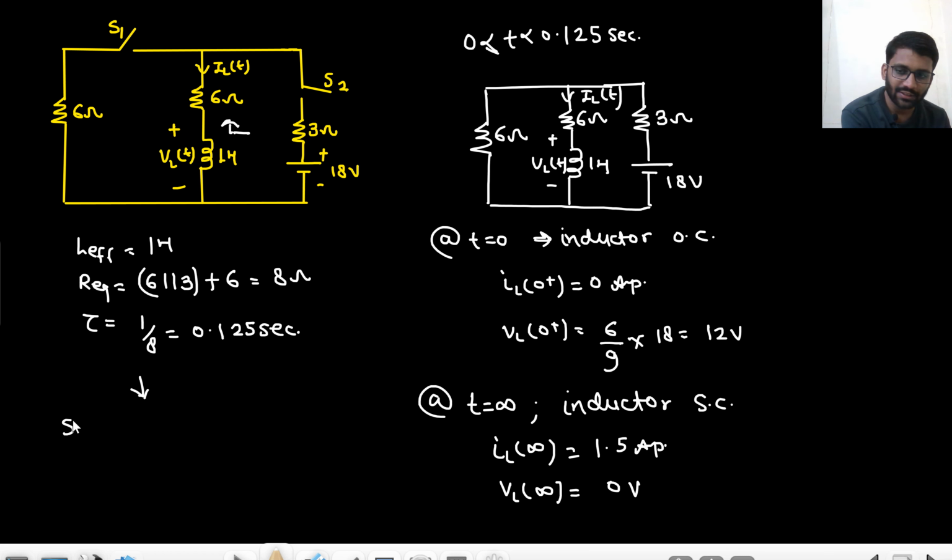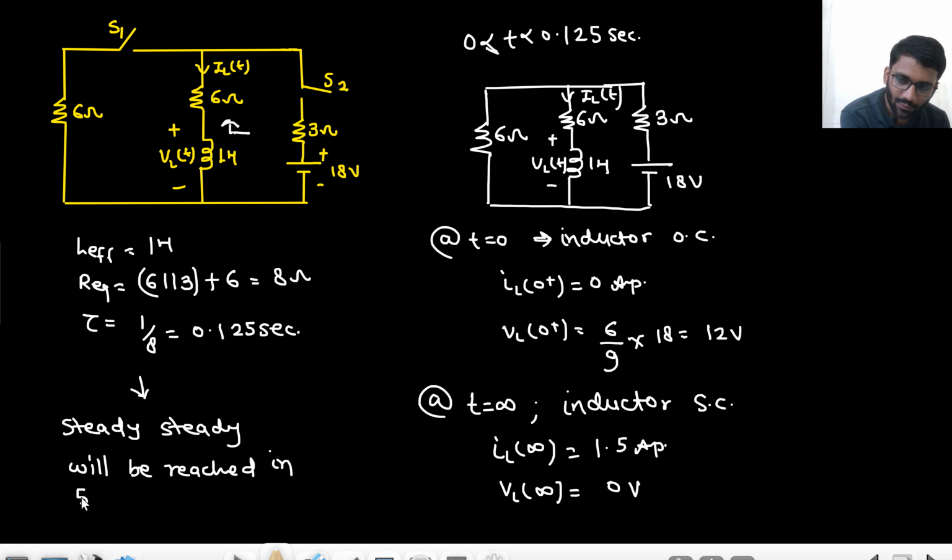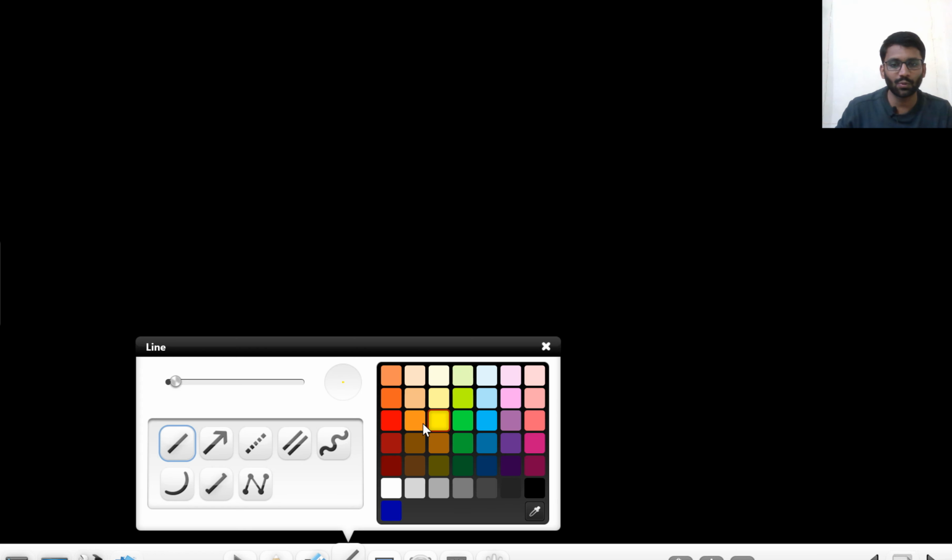So steady state will be reached in 5 tau, that is 0.625 seconds. So how is the circuit behaving? Let's just see. We will make the graph of IL(t) as well, and we will make the graph of VL(t) as well. So IL(t) is going from 0 to 1.5. It is trying to go from 0 to 1.5, but it will not go, right?